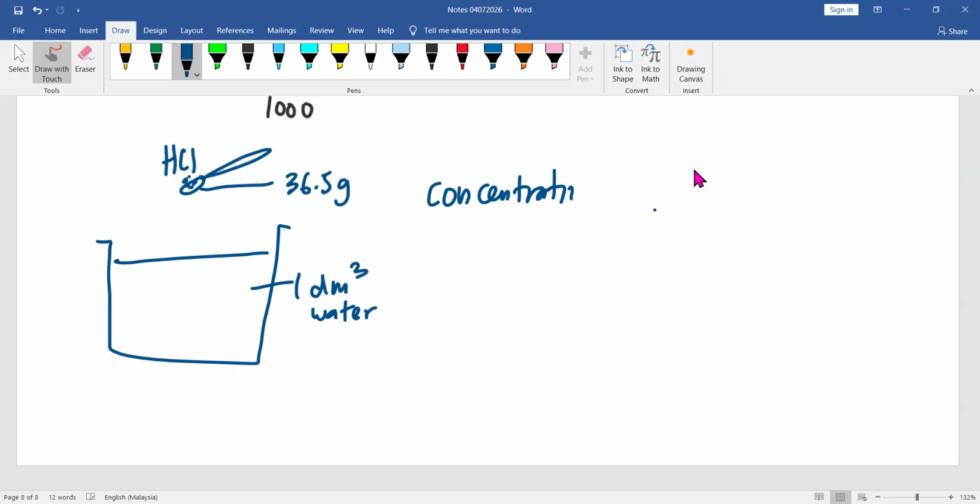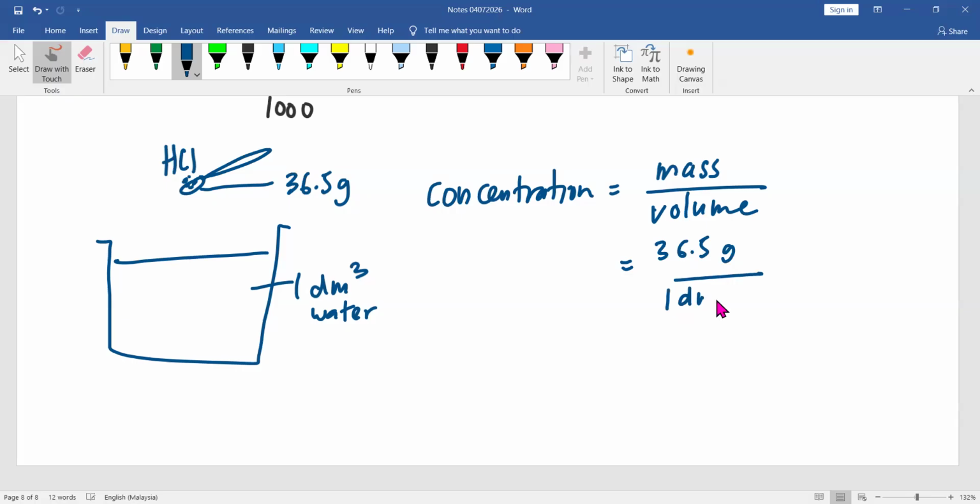Concentration is the mass over volume, right? Concentration of something is mass over volume. The mass is exactly 36.5 grams and the volume is 1 decimeter cube. So my concentration will be 36.5 gram per decimeter cube. You know what this unit means, right? Whether you write gram dm^-3 or gram slash dm3, it is the same. This is how we calculate concentration. Can you write this down first?